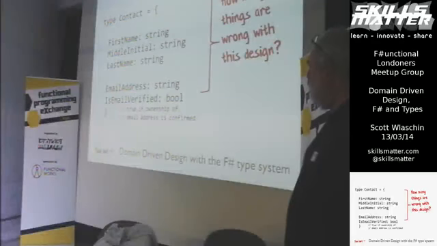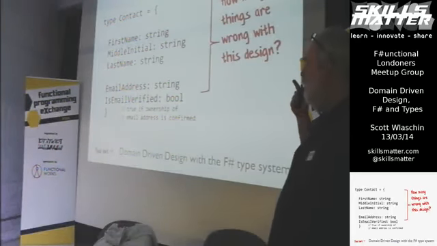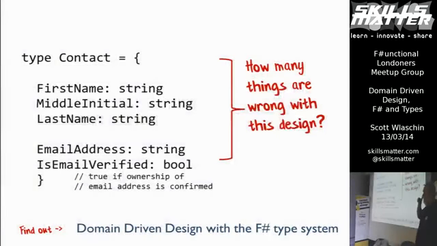Challenge here. Here's a very simple record type, the kind of thing we probably see all day long. Email address and email verified, which is set if you own the email address. So how many things are wrong with this design? Now, if you program in C# or something, this is probably what your typical code looks like. It's very simple. There's strings everywhere.